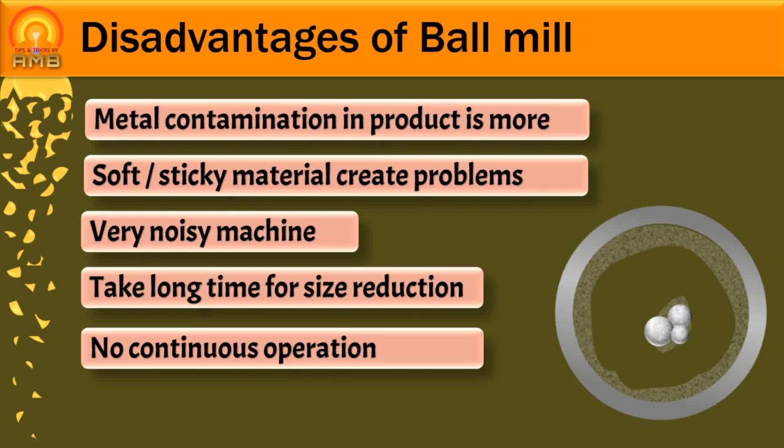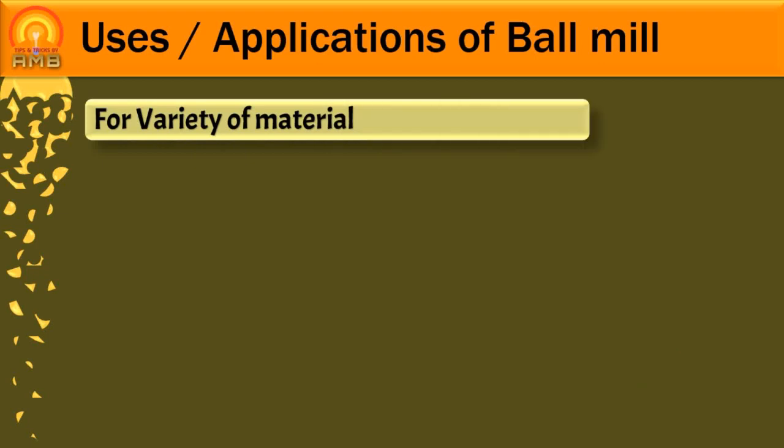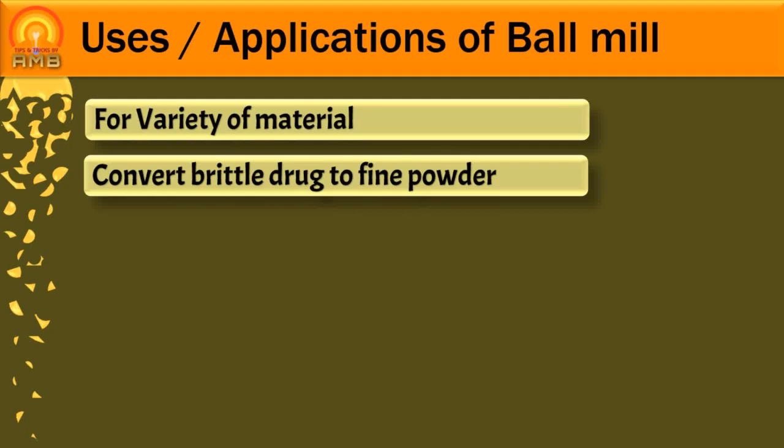Now we will see applications of ball mill. Ball mill is applicable to a wide variety of materials. It is used to powder brittle drugs to fine powder.